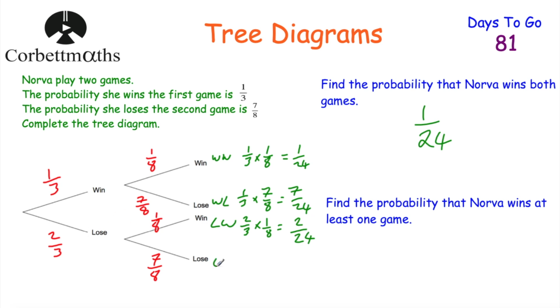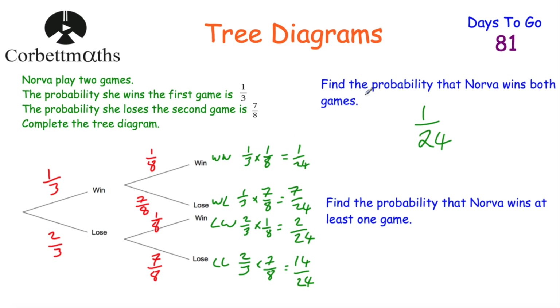And finally, a lose and a lose. The probability of her losing the first one is 2/3. The probability of her losing the second one is 7/8. If we multiply those together, 2 times 7 is 14, and 3 times 8 is 24. And let's just check that. 1/24 plus 7/24 would be 8/24, plus 2/24 would be 10/24, plus 14/24 would be 24/24. So that's fantastic. They all add together to be 1.